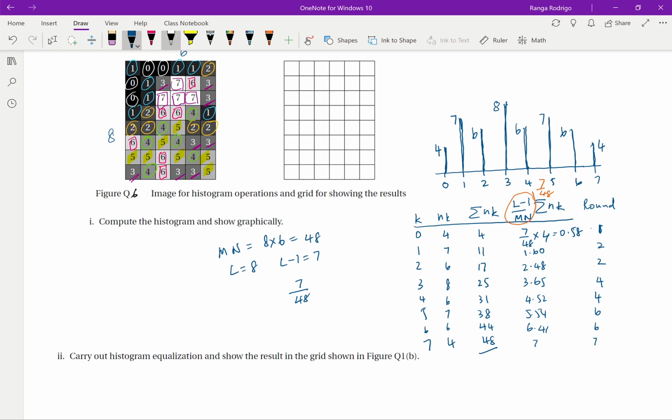Okay, so now what this means is, whenever you have 0 in the input image, you put 1 there. When you have 1, you put 2 there. When you have 2, you put 2 there, and so on. When you have 3, you put 4 there. Okay. For all zeros, let's put 1. Yeah. Then for all ones, let's put 2.